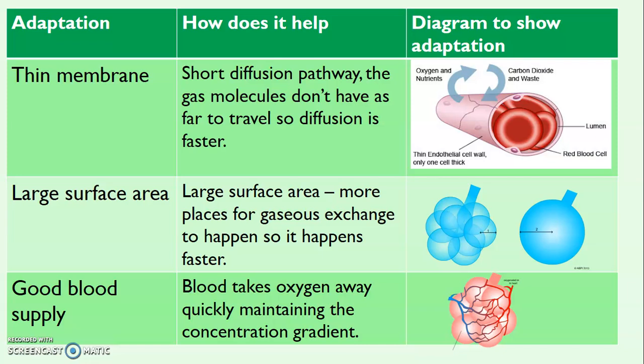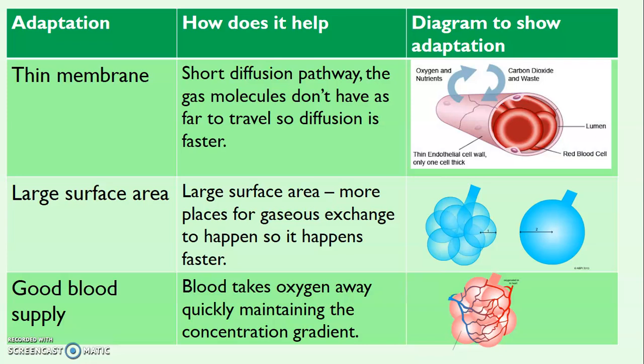And then finally, a good blood supply, and this links back to this concentration gradient. If you have a really good blood supply, what will happen is that lots and lots of this deoxygenated blood will come, and then the gaseous exchange will happen, and you can see as it changes colour there, gaseous exchange is happening. And then the oxygen-rich blood is taken away, and as that leaves, it pulls up more deoxygenated blood.